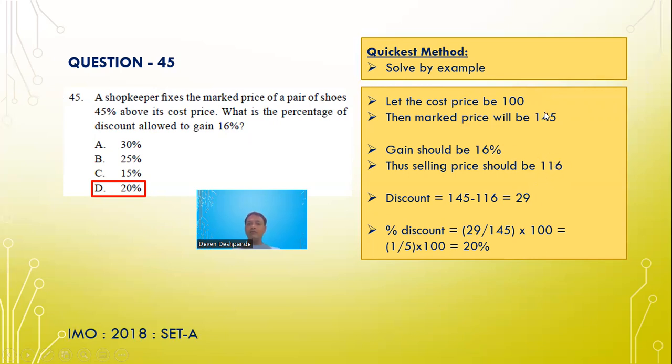So marked price is 145. Selling price is 116. What is the discount? Discount is 145 minus 116, so 145 minus 116 is 29. And percentage discount will be 29 upon marked price, 29 upon 145 into 100. So 29 upon 145 is 1 upon 5, because 29 fives are 145. So 1 upon 5 into 100 is 20%. Okay, so discount is 20%.